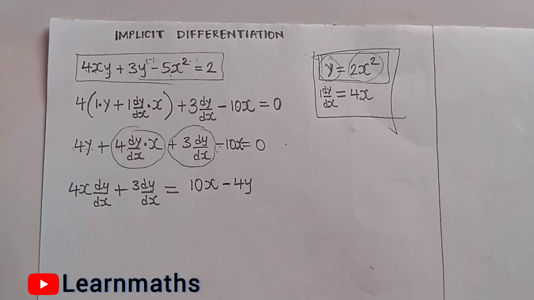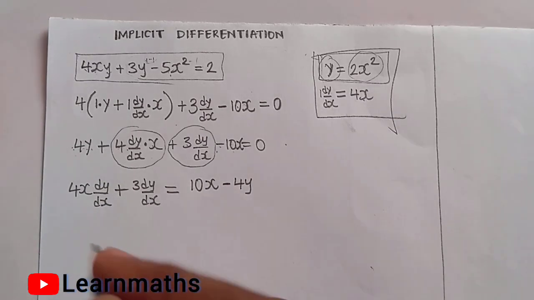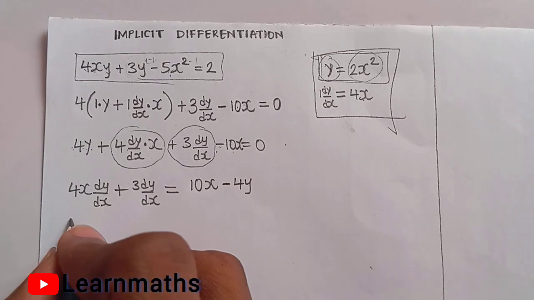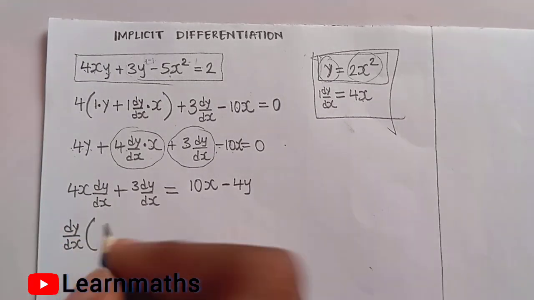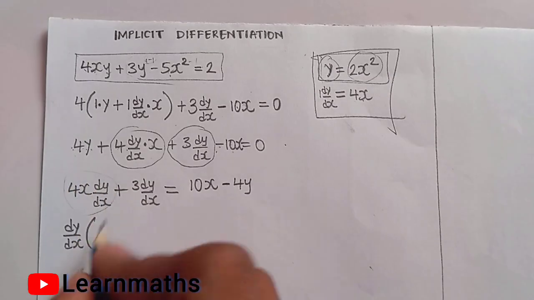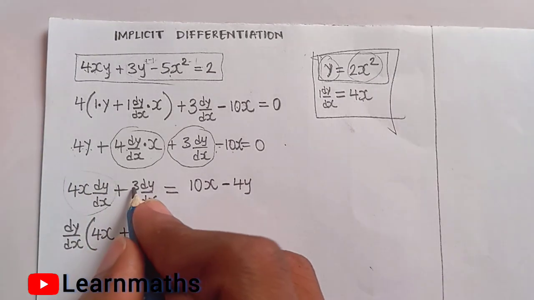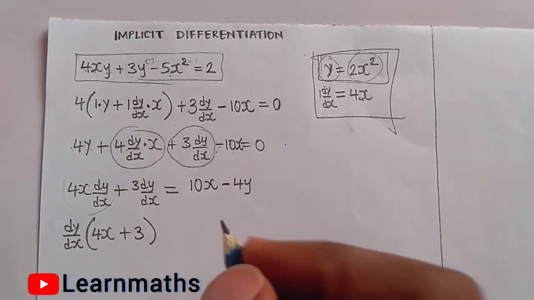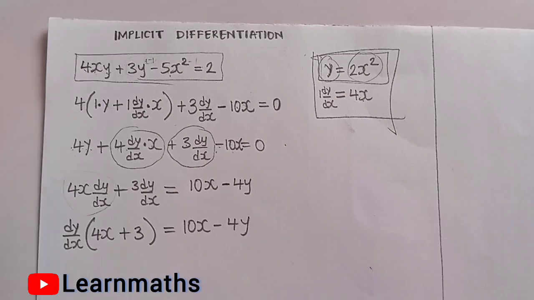Now the next step we're going to carry out is to factor out dy dx from the left hand side, since both terms have dy dx attached to them. If you factor out dy dx from this first term, you'll be left with 4x. Factor out dy dx from this term, you'll be left with 3. Now this is going to be equal to 10x minus 4y.